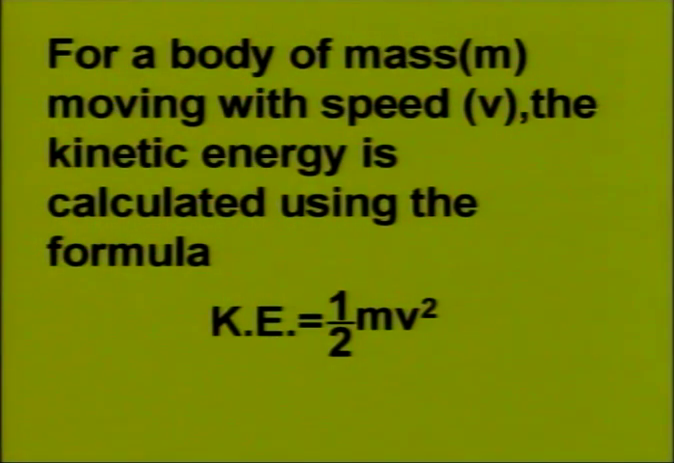That is the equation. As you can see, for a body of mass m moving with speed v, the kinetic energy can be calculated using the formula as given below, half mv squared.